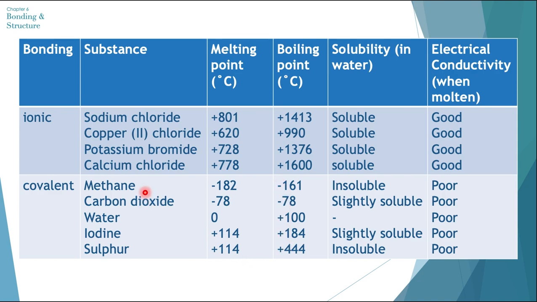And all of them are poor electrical conductors, and they have very low melting and boiling points. Like the first two have melting and boiling points that are negative, minus. But then we have some which are not negative as well. But overall, covalent molecules have low melting and boiling points compared to ionic substances. So these were all the physical properties of compounds, ionic and covalent.